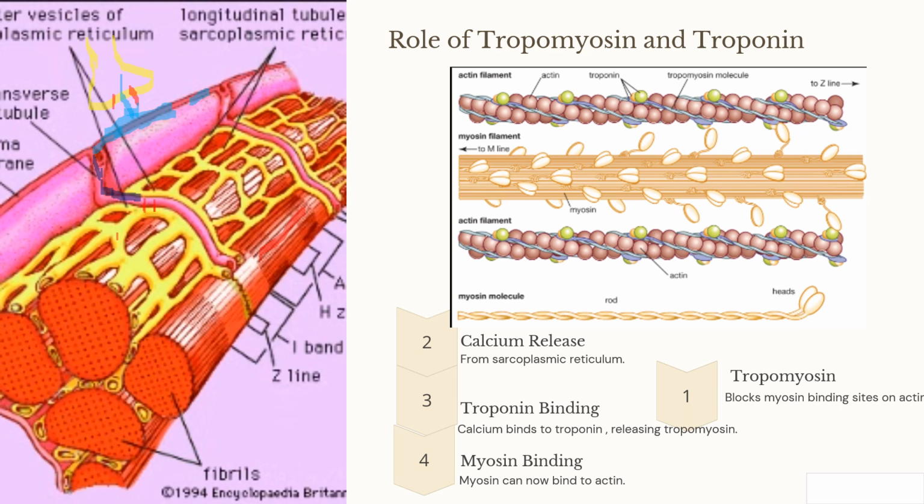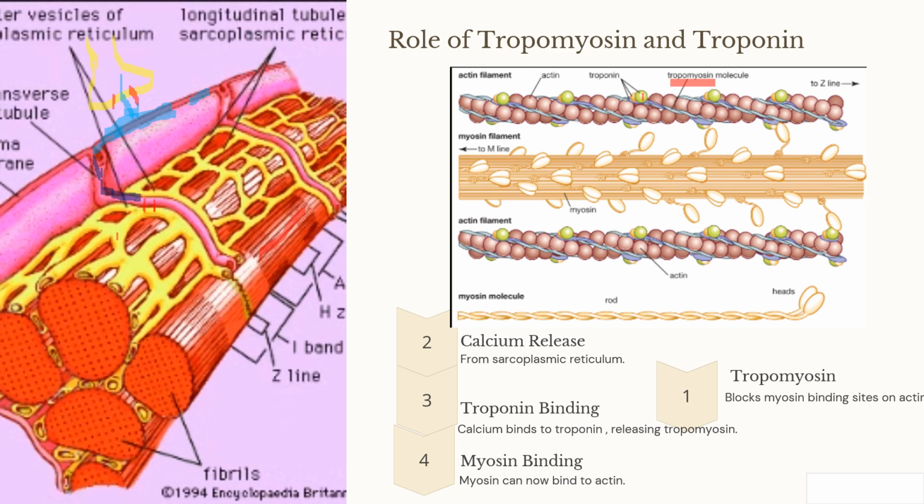Once calcium is released into this area, the calcium will bind to the troponin. Why should it bind to the troponin? So this is the troponin. It binds to the troponin because there is something known as tropomyosin, as you see here. This tropomyosin will mask the area where the myosin is supposed to attach to the actin, thereby preventing the contraction.